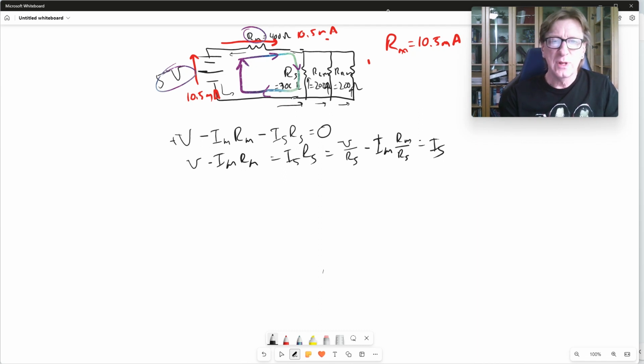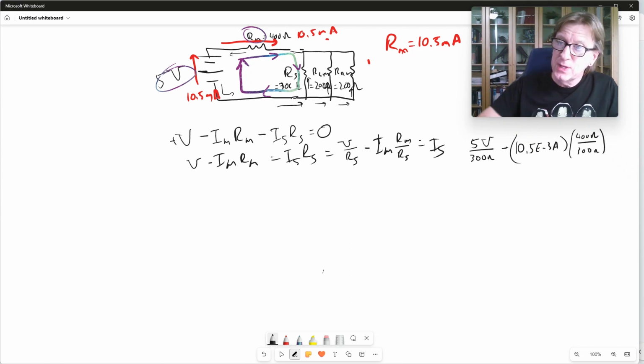Let's put in what we know. We know that the voltage is 5 volts. We know that RS is 300 ohms. Minus, we now know the current through the main board is 10.5 times 10 to the minus 3 amps. Remember, we have to work in amps, not milliamps. And then that is multiplied by the resistance of the main board, which is 400 ohms, and divide by the resistance of the sensor, which is 300 ohms. Okay. So pause the video, put that in your calculator, and work out the value of IS, the current through the sensor here.